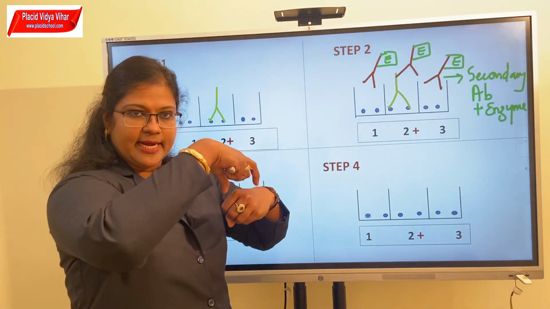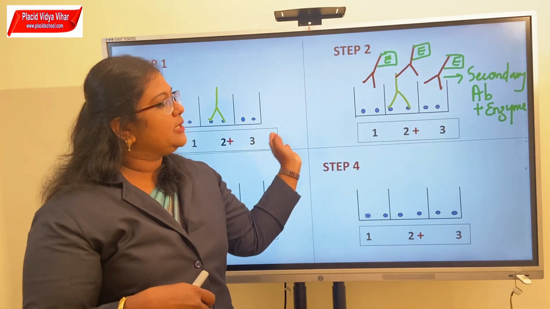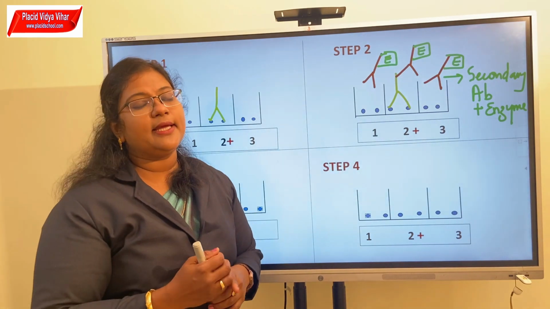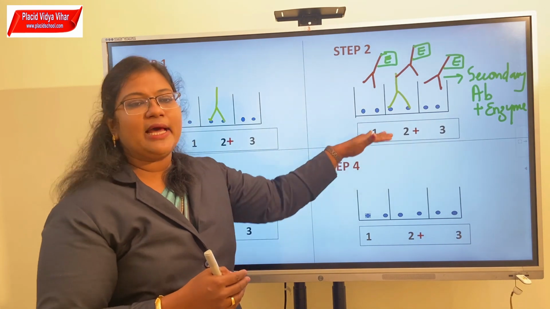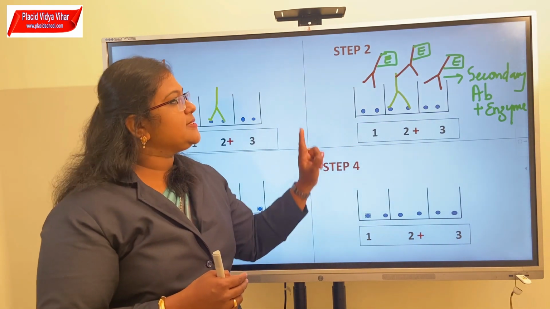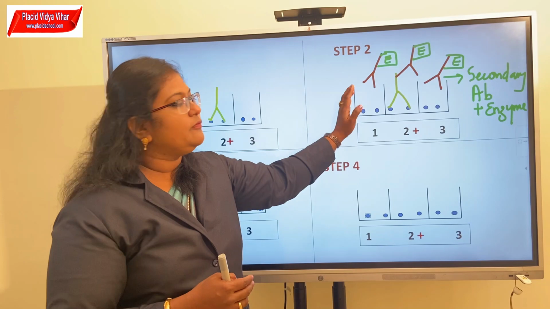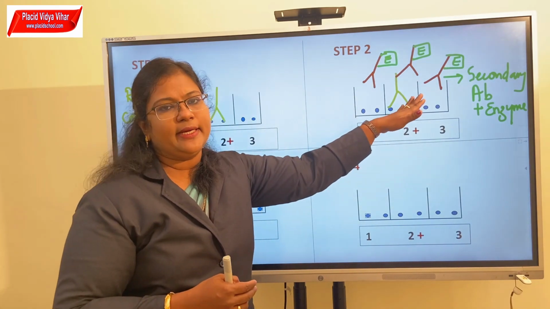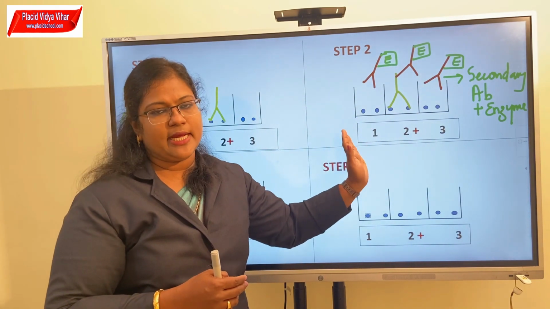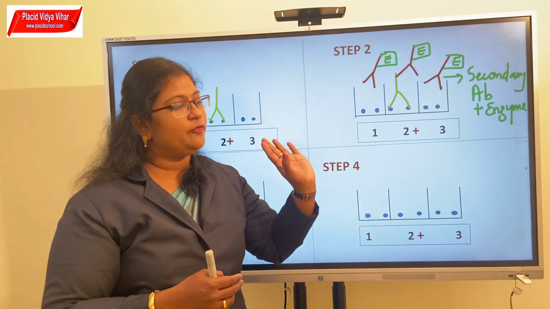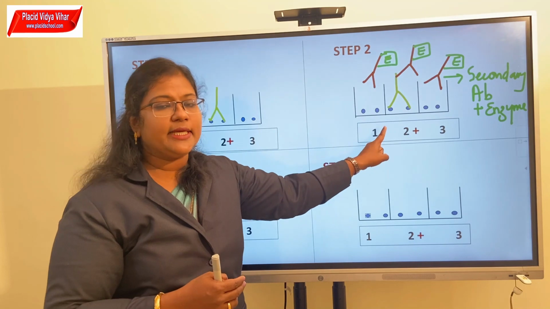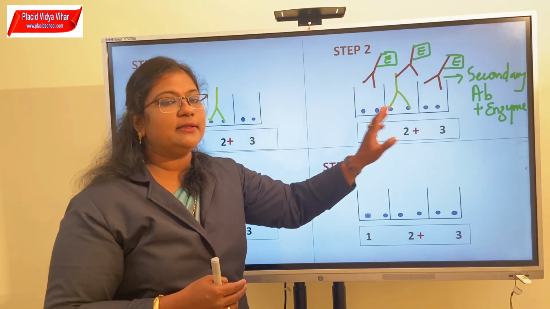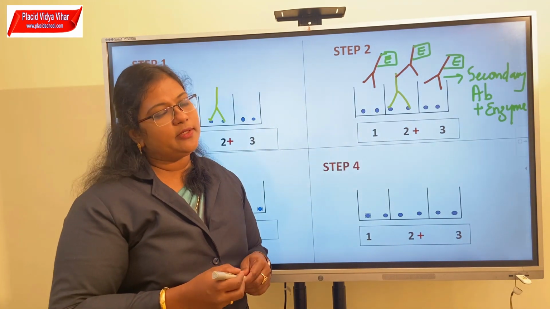So we have the antigen and antibody bound in the positive wells. Now to all the wells, we will be adding secondary antibodies linked to the enzyme. That is the next step. So what will happen here? The secondary antibody will not find any target in well number 1 and 3 because they do not have antigen antibody complexes. We have washed them off, and while washing, only the antigen antibody complexes are remaining in the second well. In the first and the third wells, there are no antigen antibody complexes.